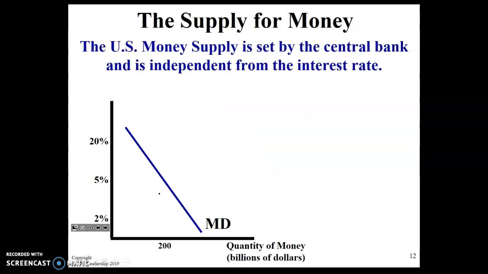Supply for money is pretty easy. So the U.S. money supply, in theory, is set by the central bank. Okay, in our country, we call that the Federal Reserve, and it is independent from the interest rate. So pretty easily, our money supply is just perfectly inelastic. All right, it's set by the central bank.